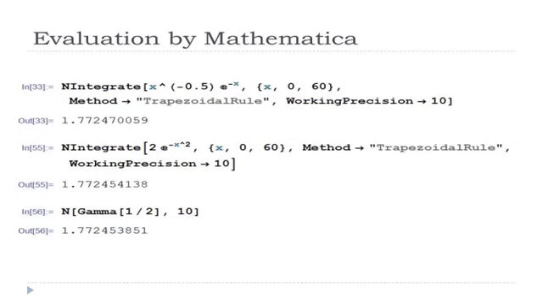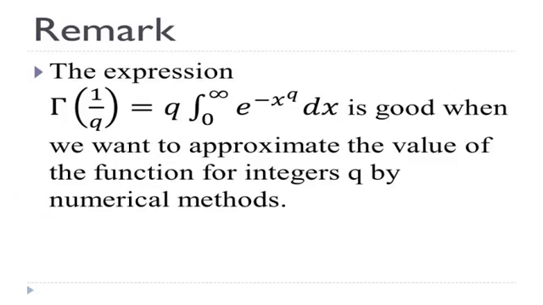So the bottom one is the value of root pi, and the first one is the evaluation through the traditional definition, and this is our expression. We can see that it's accurate to 4 dp, while our expression is accurate to 5 dp. So we have a little conclusion that our expression may be good when we want to approximate the value of the function for integers q by numerical methods.